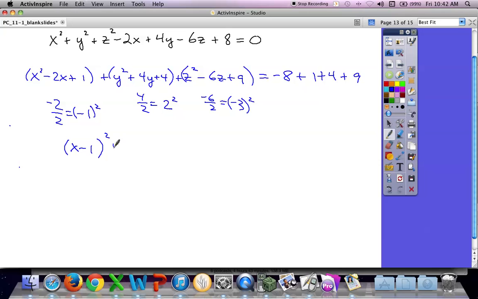How about the next one? 2 and 2. So y plus 2 squared. And then what about the last one? Negative 3, negative 3. So z minus 3 squared. And then we have to add up everything that's on the other side, and that is 6.